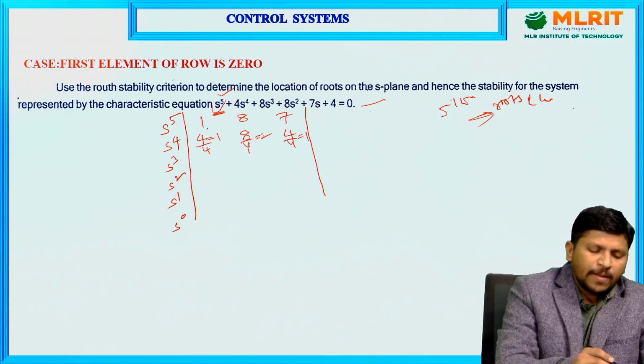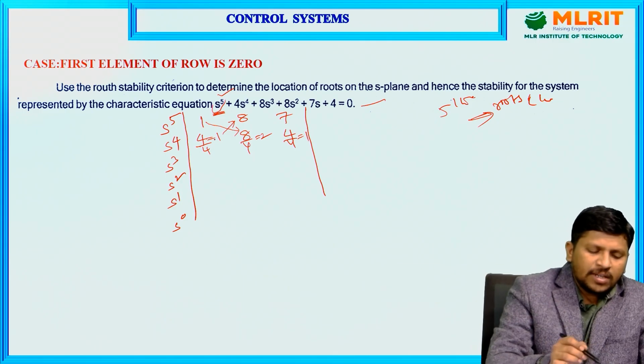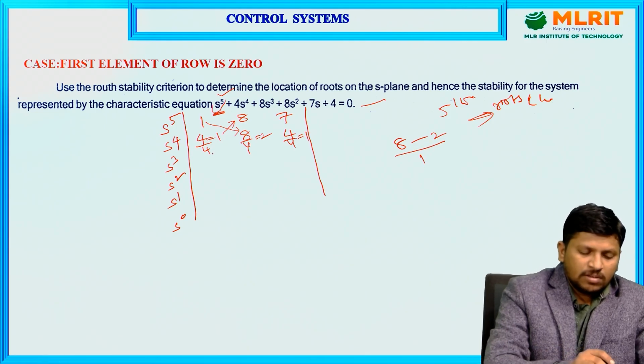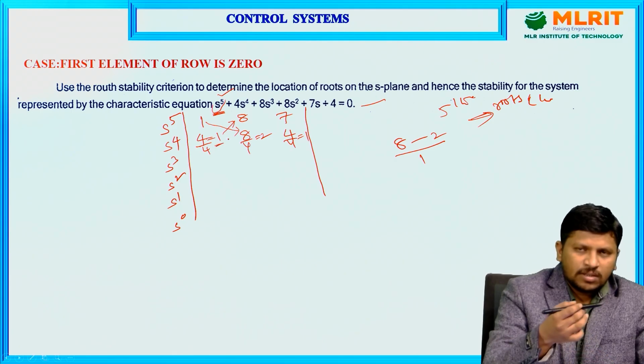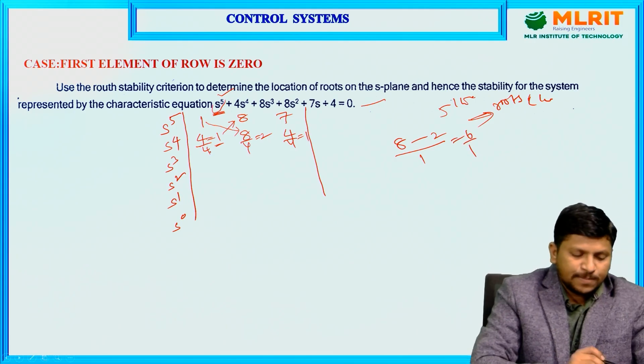Now see here, for the s cube row: 1 and 8, and here also 1 and 2. So 1 and 8, 8 minus 1 and 2, that is 2, divided by the term 1. Here 1 is our base. So 8 minus 2 is 6, divided by 1. Here 6, this term.